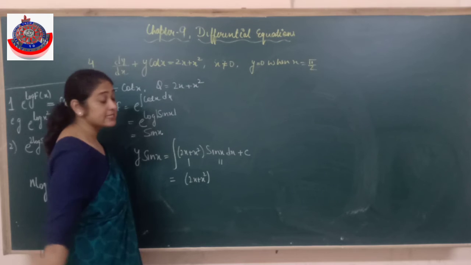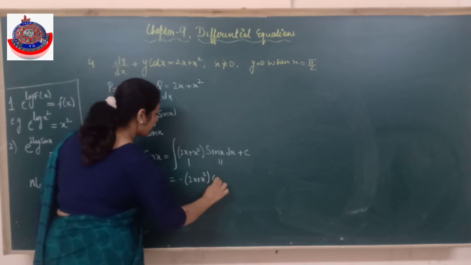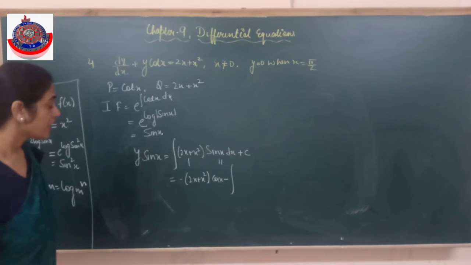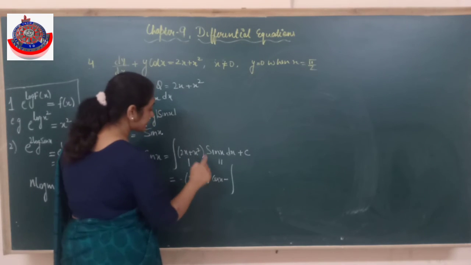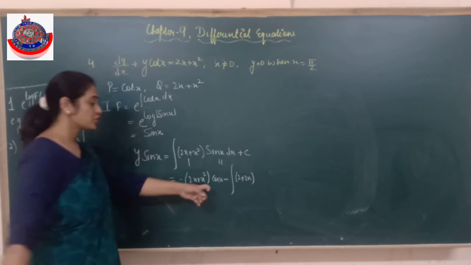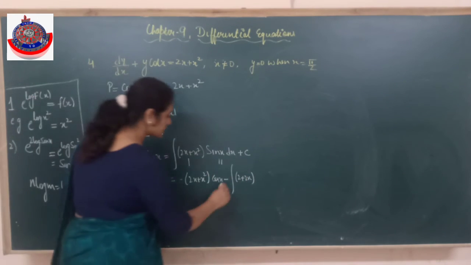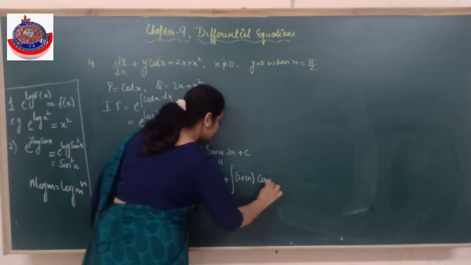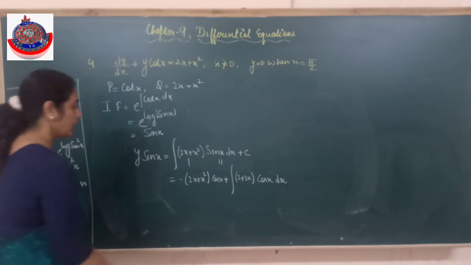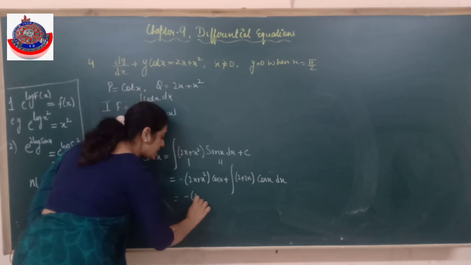So first function as it is. Integration of second. Sin x ka integration is minus cos x. Minus integration of differentiation of first. 2x plus x square ki differentiation, that will be 2 plus 2x. Integration of second, sin ka integration minus cos. So I will make it plus here. Clear? Same next. Again by parts.